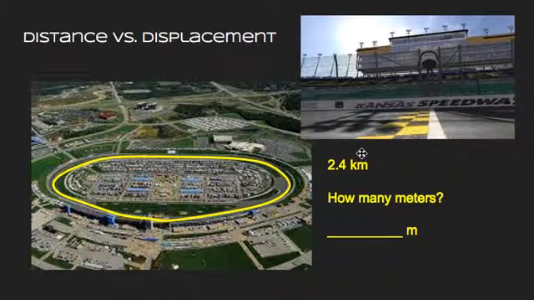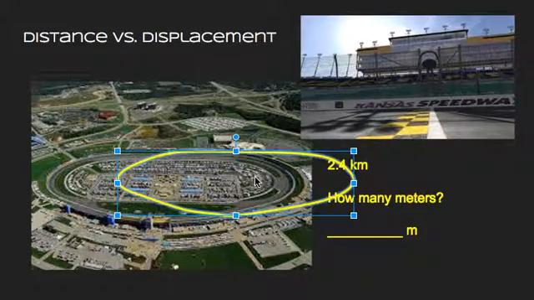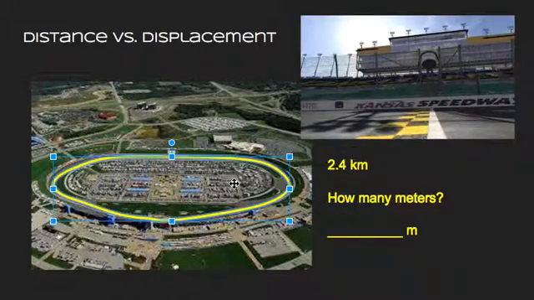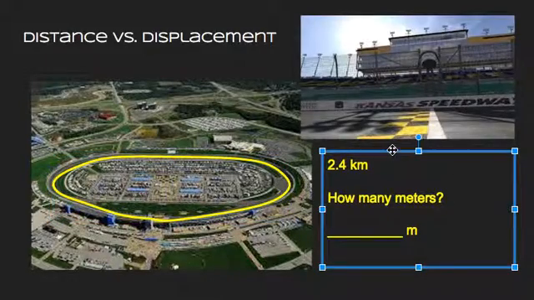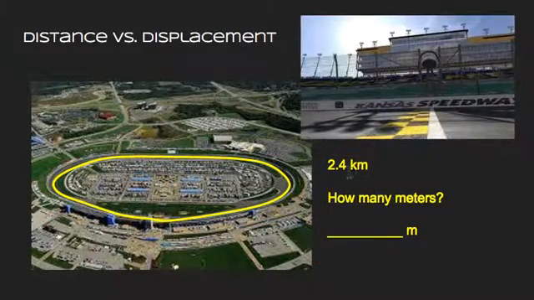All right, now here's distance versus displacement. Again, this is the second picture that you're going to be drawing. And so this is the Kansas Speedway. Whoopsies, there we go. This is the Kansas Speedway, and at the Kansas Speedway, the track all the way around is a distance of 2.4 kilometers.